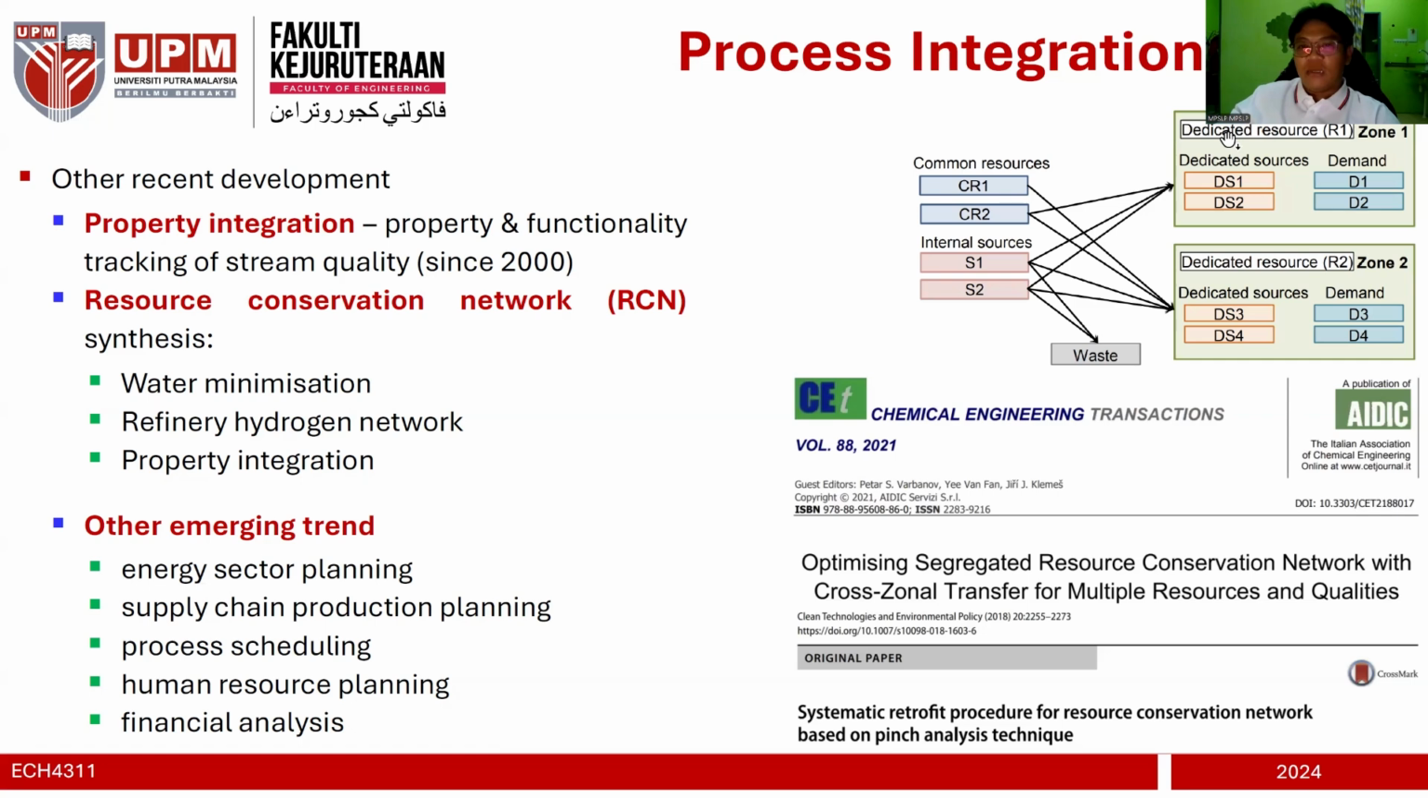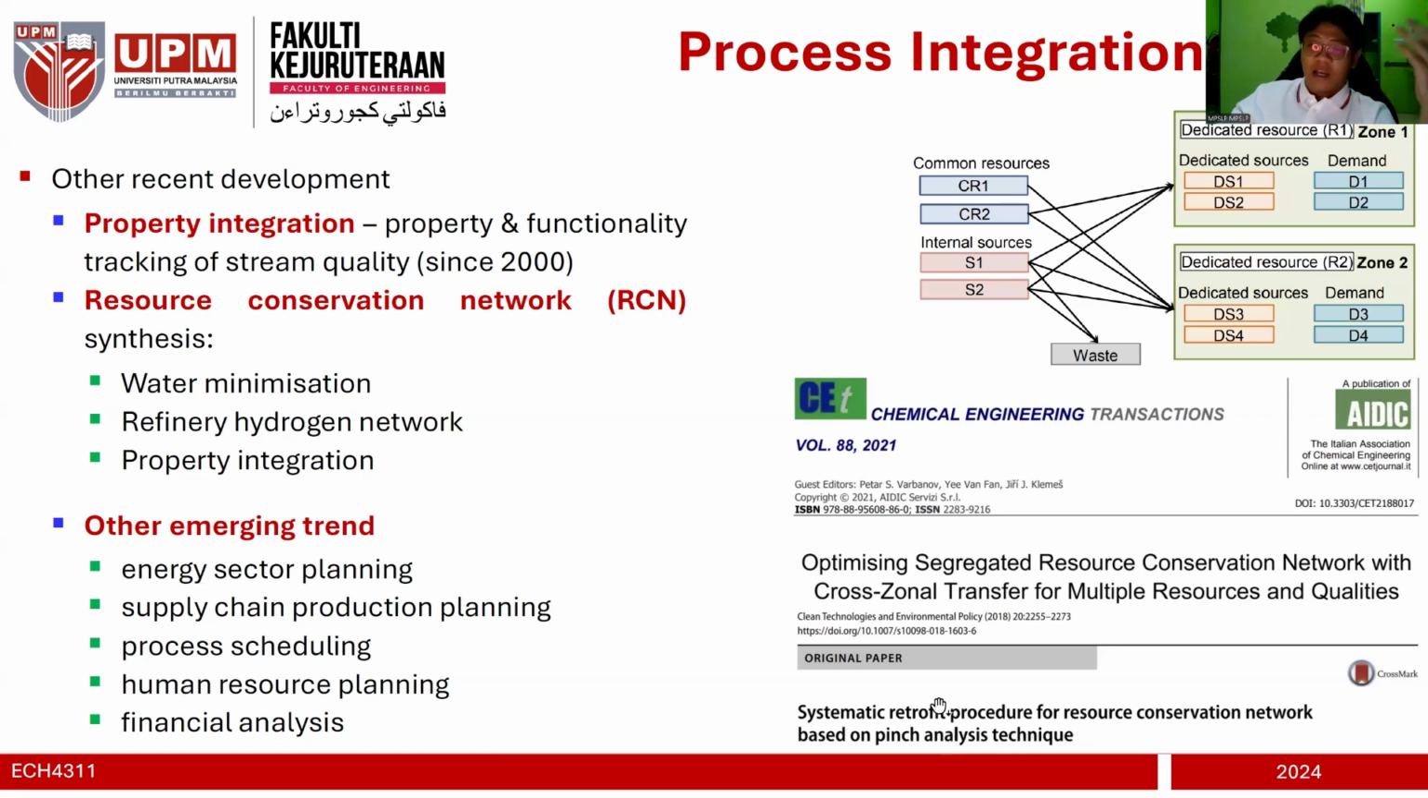This paper is optimizing a segregated resource conservation network with cross-sectional zonal transfer for multiple resource projects. Basically, you have multiple resources of multiple qualities, and you want to see how we can optimize the resource. The second paper here, in Clean Technologies and Environmental Policy, is a systematic retrofit procedure for resource conservation networks based on the pinch analysis technique.